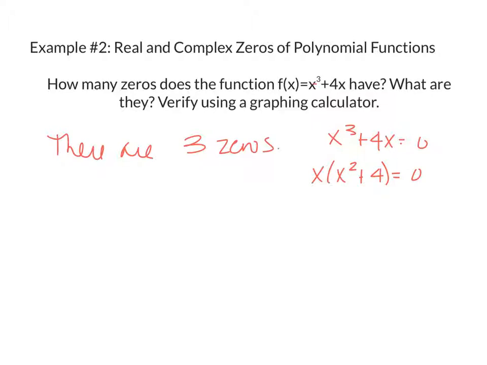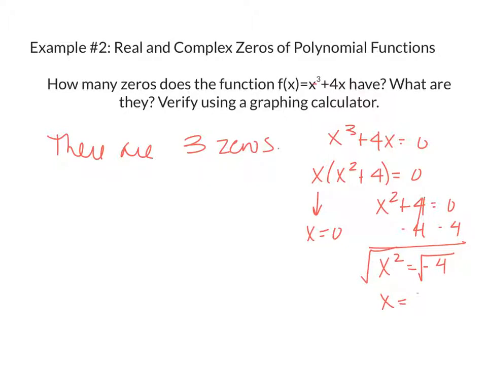Now, the first one is pretty obvious. We would have x equal to 0. But the second one, x squared plus 4, if we set x squared plus 4 equal to 0, we would subtract 4. And we'd have x squared equal to negative 4. Then if we take the square root, we would have x equal to plus or minus the square root of 4, which is 2, and because it's negative, it'd be plus or minus 2i. So we have 3 zeros, and they are x equals 0, positive 2i, and negative 2i. So now we're starting to get into our complex zeros, but there are 3 of them listed.